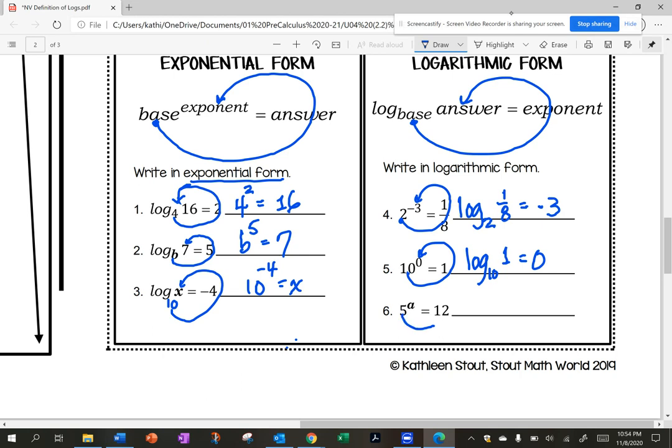Okay, so let's try the last one. I write the word log first. My base is 5, log base 5 of 12 equals a.